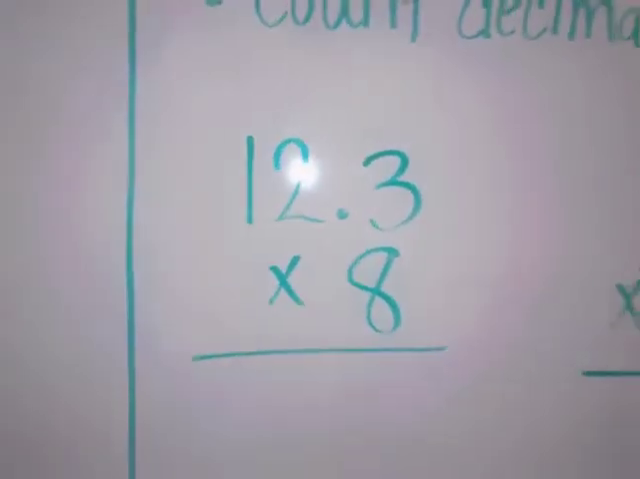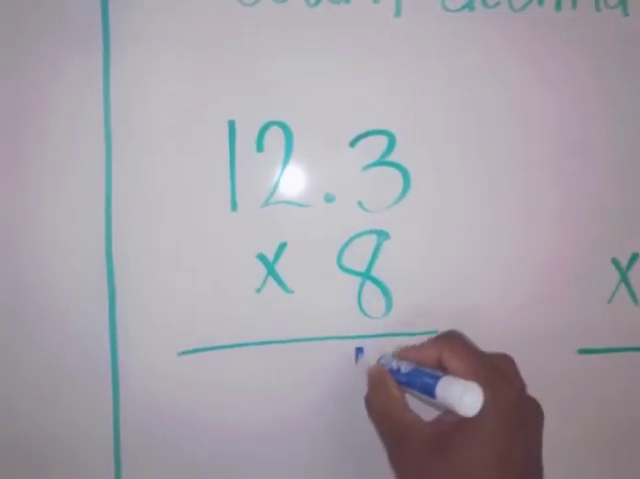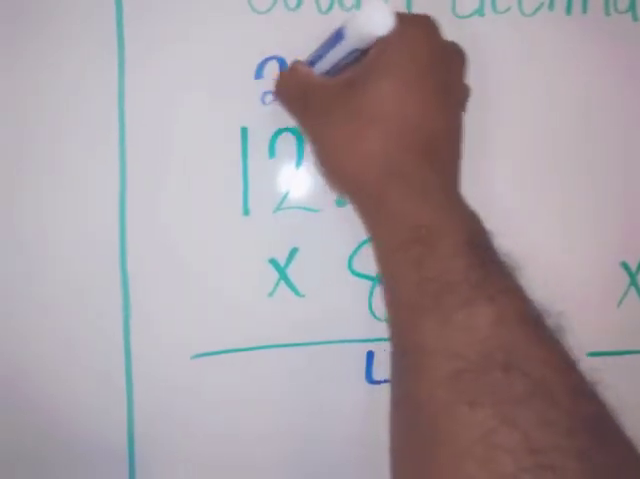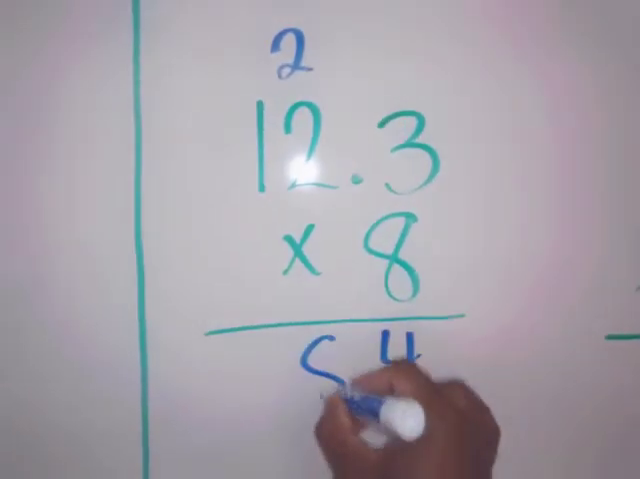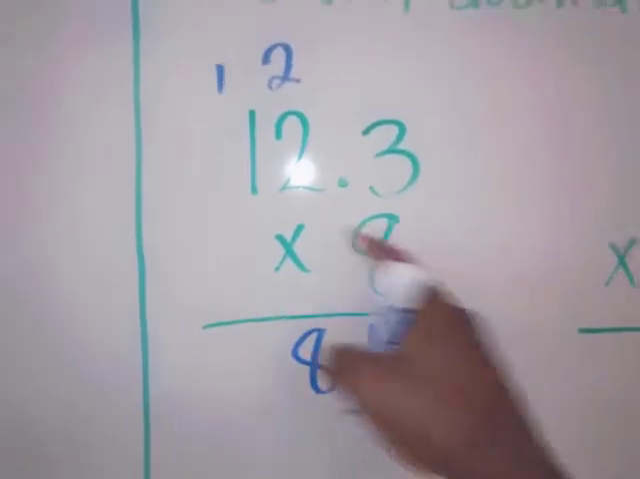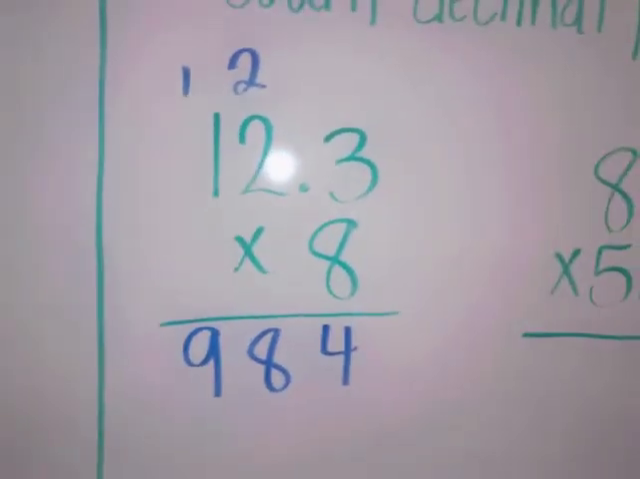Let's go ahead and jump into the first problem. First problem, we have 12 and 3/10 times 8. Let's go ahead and multiply 3 times 8. It's 24. 4 carry the 2. 8 times 2 is 16. 16 plus 2 is 18. Carry the 1. 8 times 1 is 8. Plus 1 is 9. And now, again, let's go to our decimal.